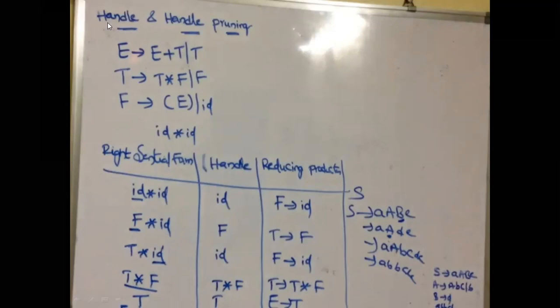Handle means we are considering a substring is called the handle, and what is handle pruning? We are considering handle pruning means we have to consider how we are taking the reducing productions, and we have to derive the correct parse tree for this one. So that is called the handle pruning, right?